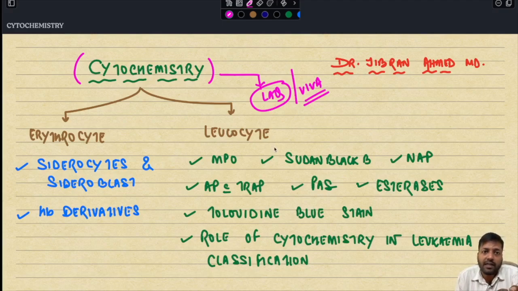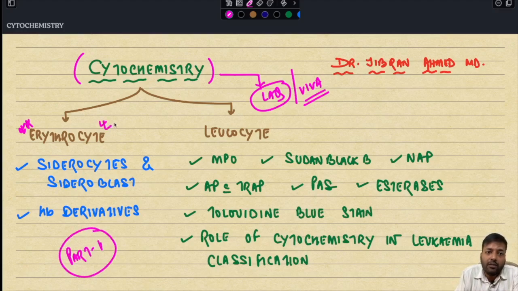Always remember that when we use the term cytochemistry, most residents think about leukocyte cytochemistry. But remember, there is also erythrocyte cytochemistry, which involves detection of siderocytes and sideroblasts, as well as detection of hemoglobin derivatives. The meaning here is that we are using cytochemical methods for detection of sideroblasts, both the normal and abnormal variants, as well as the hemoglobin derivatives. In today's lecture, part 1 of cytochemistry, we are going to discuss in detail erythrocyte cytochemistry.